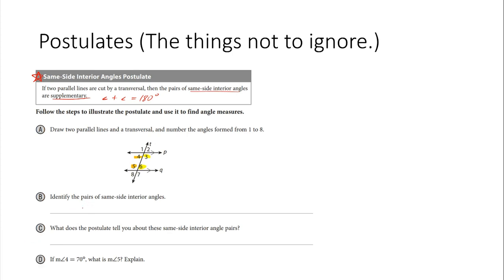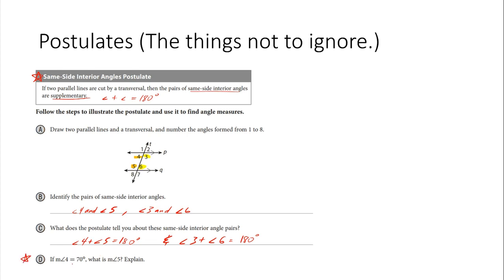So identify the pairs of same side interior angles. So angle 4 and angle 5, and angle 3 and angle 6. Now, what does the postulate tell us about the same side interior angles? Basically, that angle 4 plus angle 5 should equal 180 degrees, and angle 3 and angle 6 should also add up to 180 degrees.